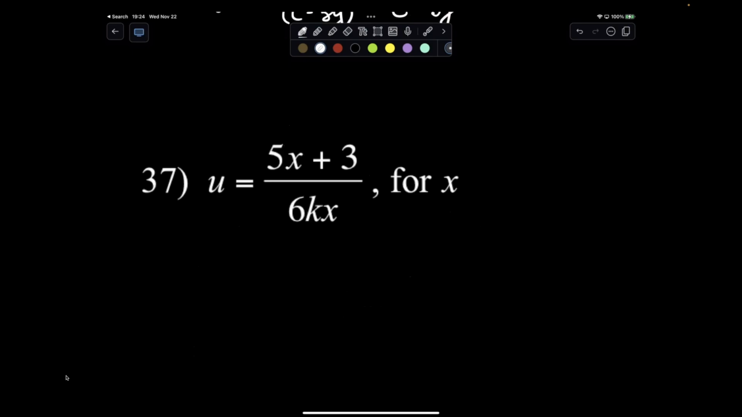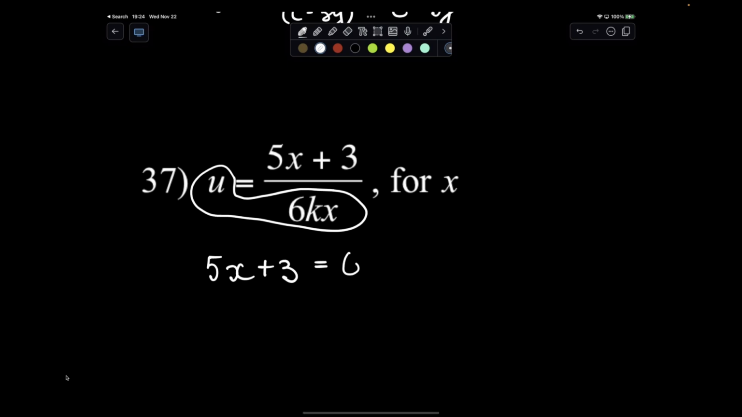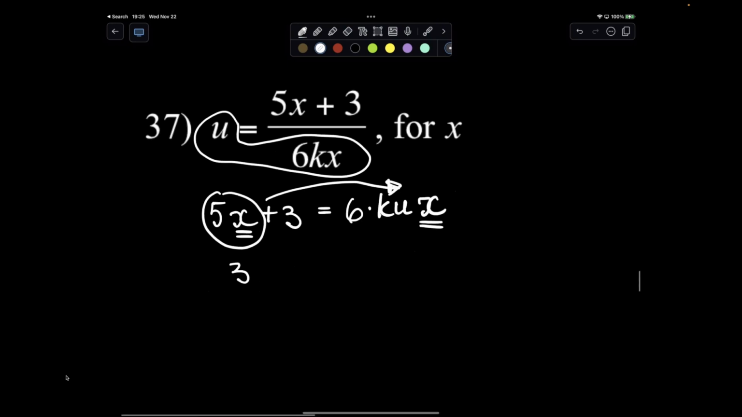Again, I'm solving for x, so first I'm going to multiply these, and I'm going to have 5x plus 3 will be equal to 6 times kux. Again, I'm leaving x at the end so I can then factor it out. I'm going to grab this 5x, cross the line, change the sign. 3 will equal to 6kux minus 5x. Factor x out.